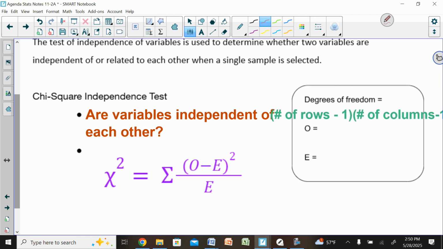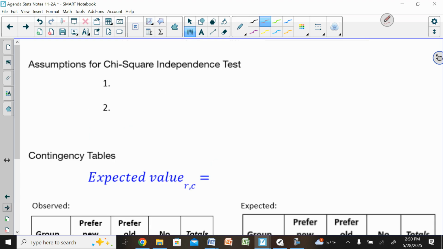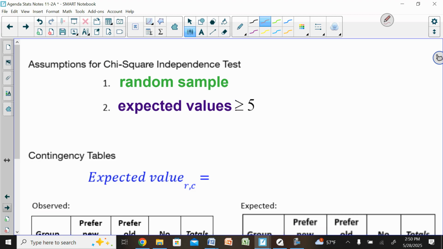We know that O stands for our observed values, and E is our expected frequencies that we will need to calculate. We've got 2 assumptions for our chi-square independence test. They're the same as our goodness of fit test. We need to make sure that we've got a random sample and all of our expected values are greater than or equal to 5. If they're not, we might have too small a sample.